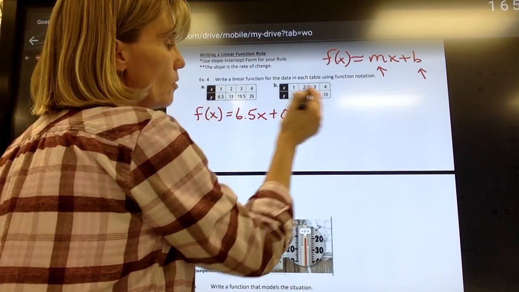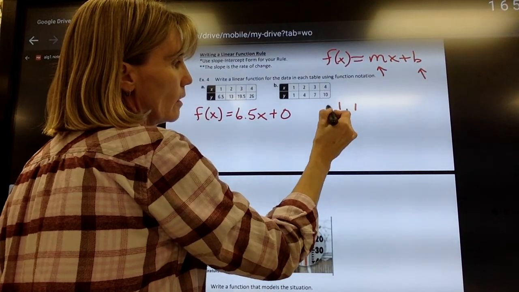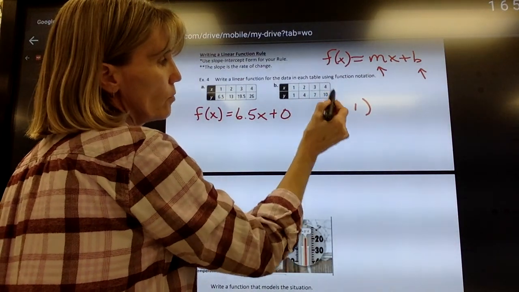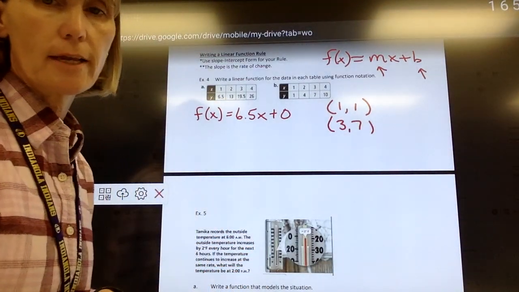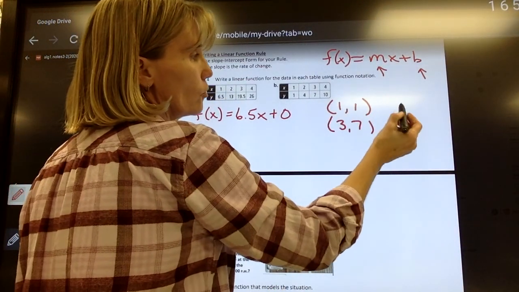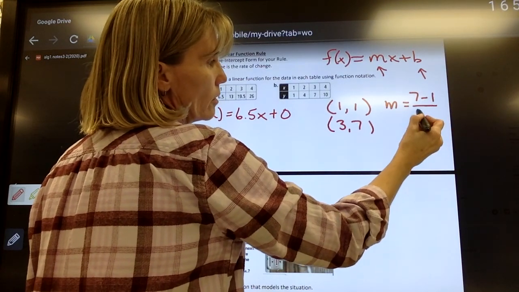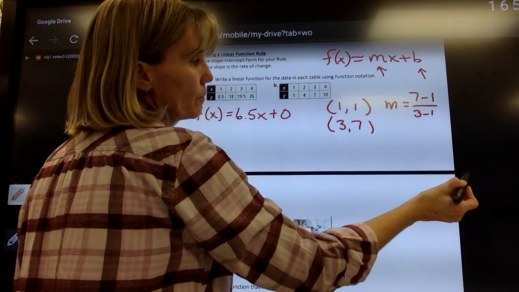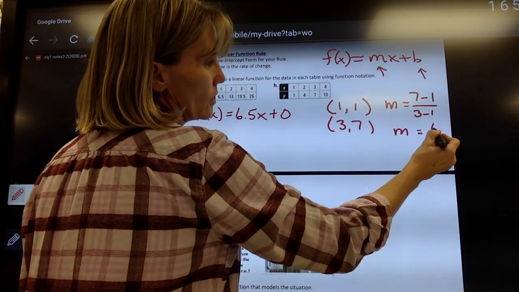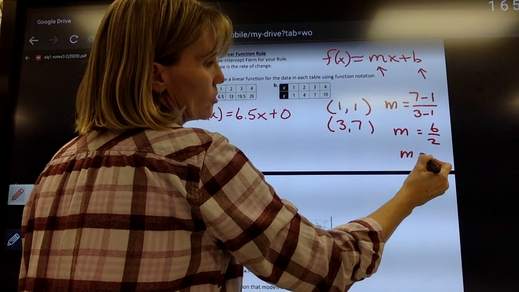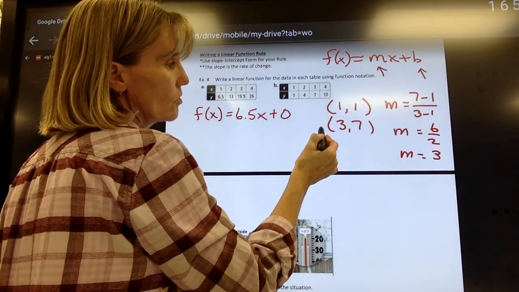So from my table, I'm just going to select any 2 points. So I'm going to use 1, 1, and let's use 3, 7. Okay, but you're going to select 2 points out of that table, and we have to find our slope. So slope is going to be 7 minus 1 over 3 minus 1. So this would be 7 minus 1 is 6 over 2. My slope is 3.